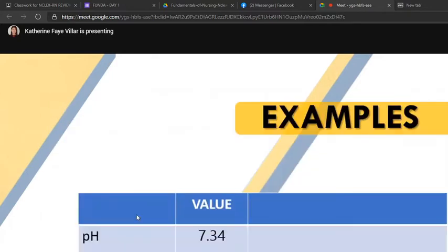So example, the pH is 7.34. So what is our interpretation for this? Is it alkaline or acidic? 7.34. Acidic. Okay, this is acidic. Okay? And ang ginagamit ko para mas madali ako for analysis is to use arrows. So kapag mas mababa, I use yung arrow down or arrow up. Mas nadadalian po ako doon.